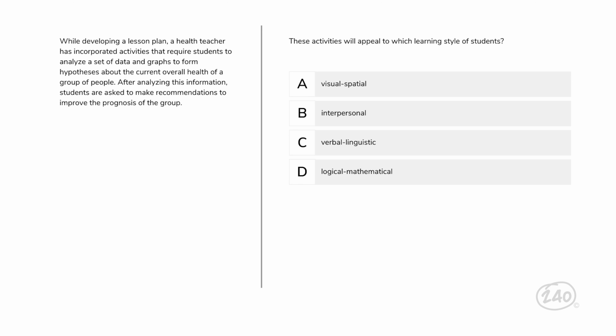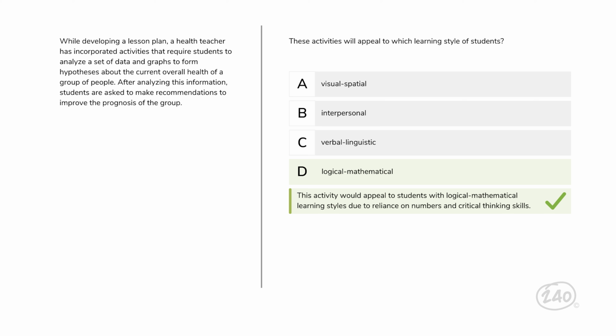Let's walk through these answers. There are some visual aspects involved in this activity through graphs, but not enough to call it visual spatial. There is no information that indicates this activity would appeal to interpersonal learners who enjoy interacting with others through discussion or debate. And students who are verbal linguistic learners enjoy reading and writing activities, unlike this one, which means the correct answer is D. This activity would appeal to students with logical mathematical learning styles due to reliance on numbers and critical thinking skills. 3 down, 3 to go.